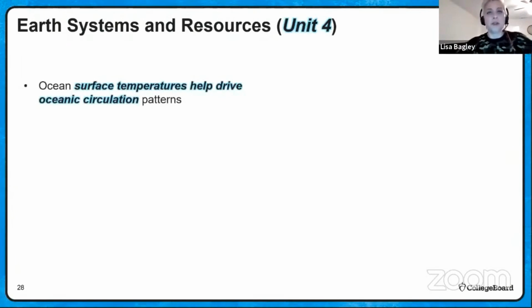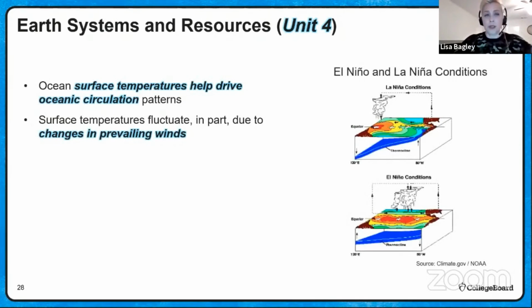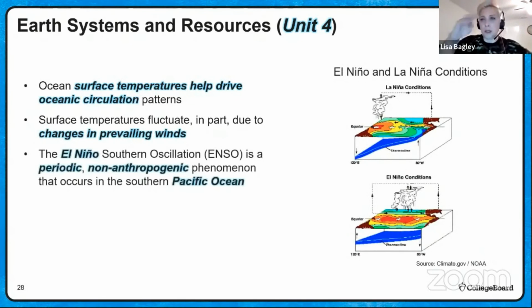Ocean surface temperatures help to drive oceanic circulation patterns. Surface temperatures fluctuate in part due to changes in the prevailing winds, which we talked about a few slides ago. So, two things that you need to know are El Nino and La Nina conditions. The El Nino Southern Oscillation, or ENSO, is a periodic, non-anthropogenic phenomenon.